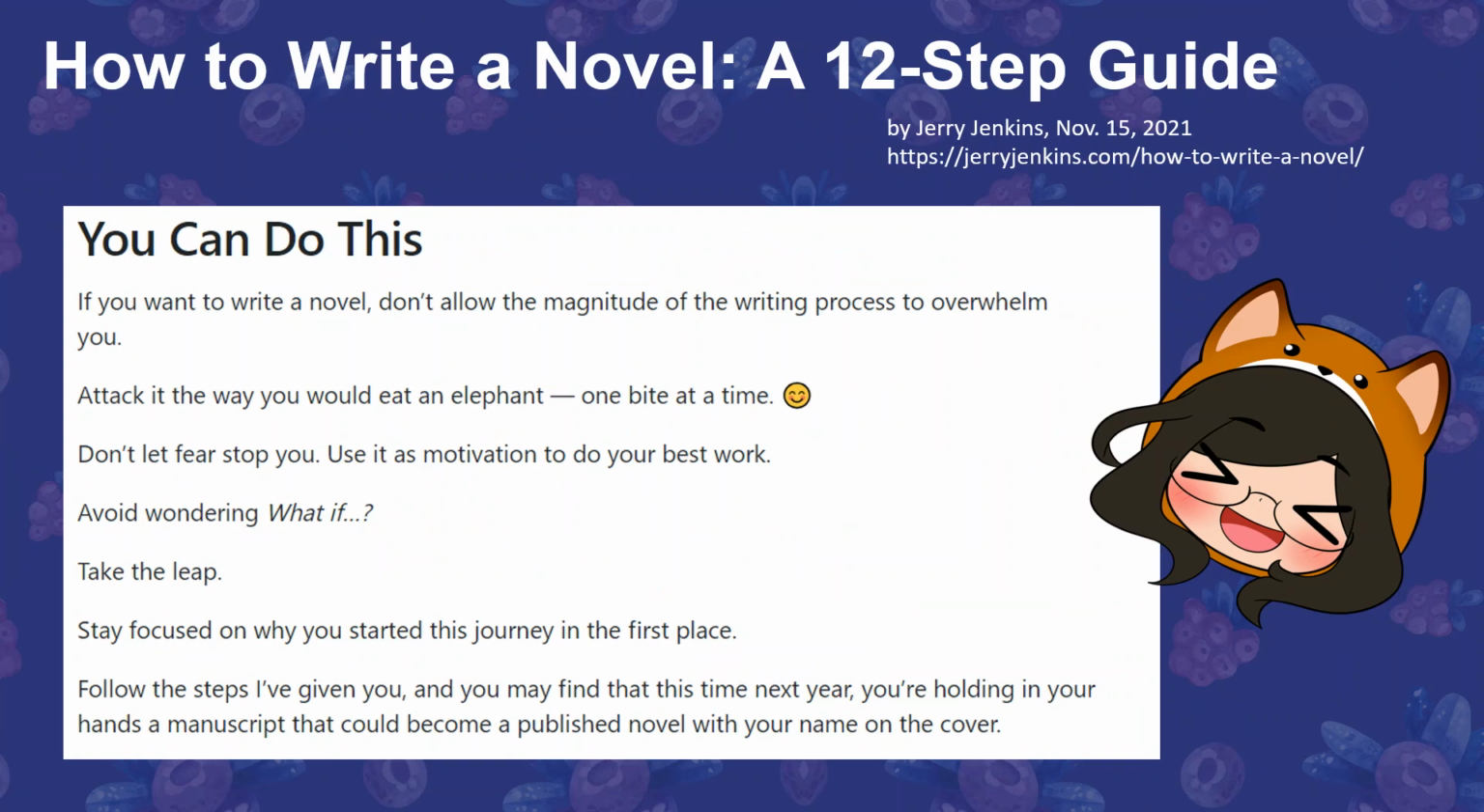So he ends with this nice little section titled, "You Can Do This." If you want to write a novel, don't allow the magnitude of the writing process to overwhelm you. Attack it in the way you would eat an elephant, one bite at a time. That is a weird thing to imagine, Jerry Jenkins. Don't let fear stop you. Use it as motivation to do your best work. Avoid wondering what if. Take the leap. Stay focused on why you started this journey in the first place.